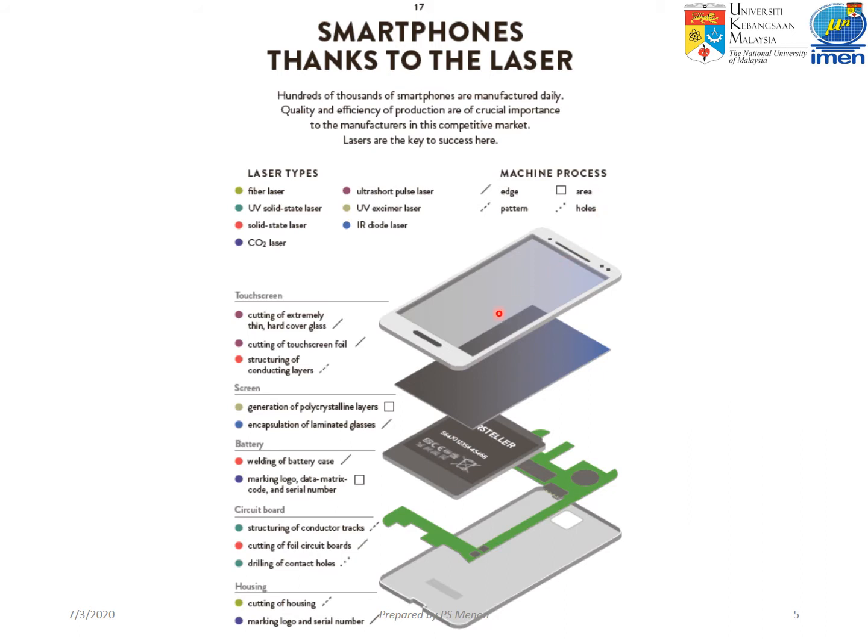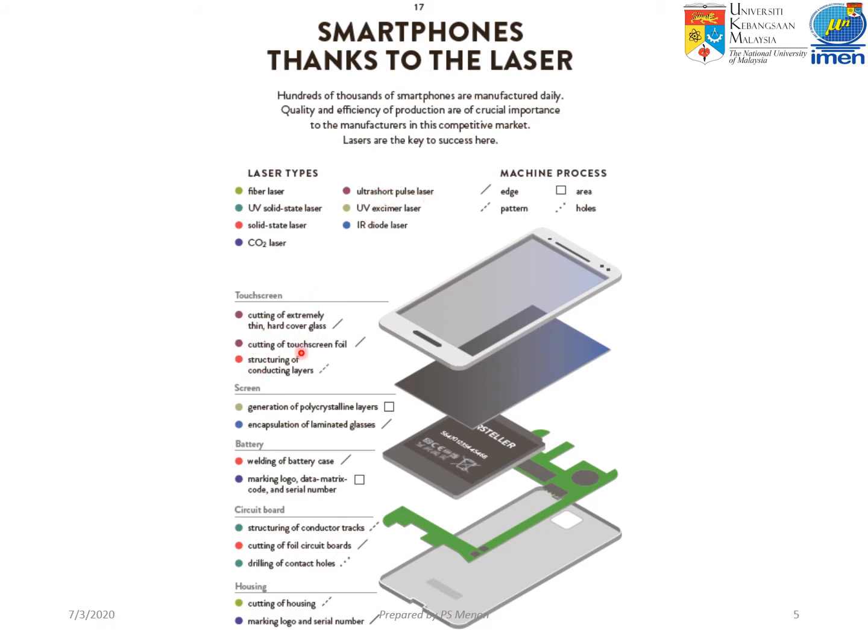Okay, let's look at the touch screen. This is the outermost layer of your smartphone. You can see two different lasers are used here. The first is for the cutting of extremely thin hardcover glass, the hardcover glass that you can see here. So you use an ultra short pulse laser.